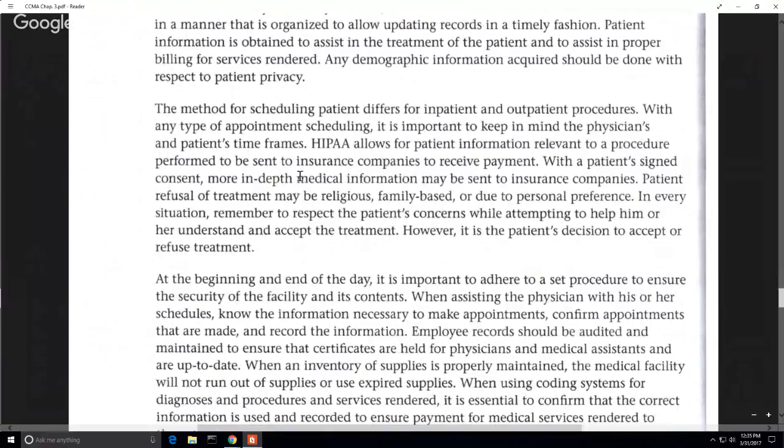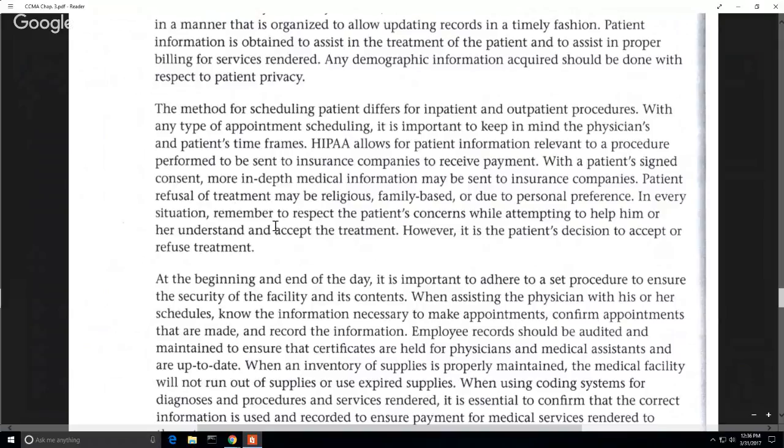Any demographic information acquired should be done with respect to the patient's privacy. The method for scheduling patients differs for inpatient and outpatient procedures. With any type of appointment scheduling, it is important to keep in mind the physician's and patient's timeframes. HIPAA allows for patient information relevant to the procedure performed to be sent to insurance companies to receive payment. So with the patient's signed consent, more in-depth medical information may be sent to insurance companies.